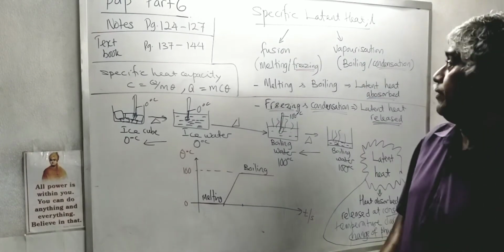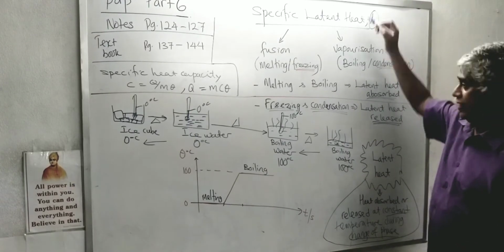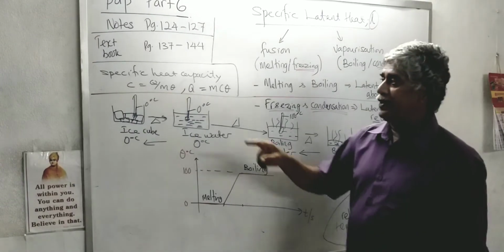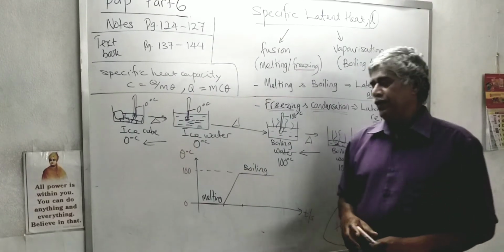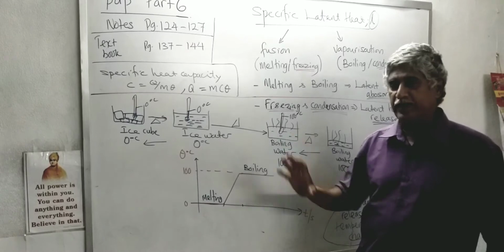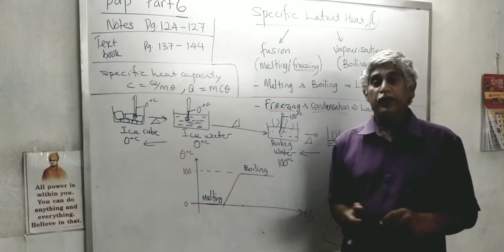Latent heat, we call it specific latent heat, where the symbol we use here is L. For specific heat capacity, we use C. Later you will see the formula. It's a very simple formula. Once you know the formula and you understand this concept, I think you can solve problems and you can answer questions related to latent heat.